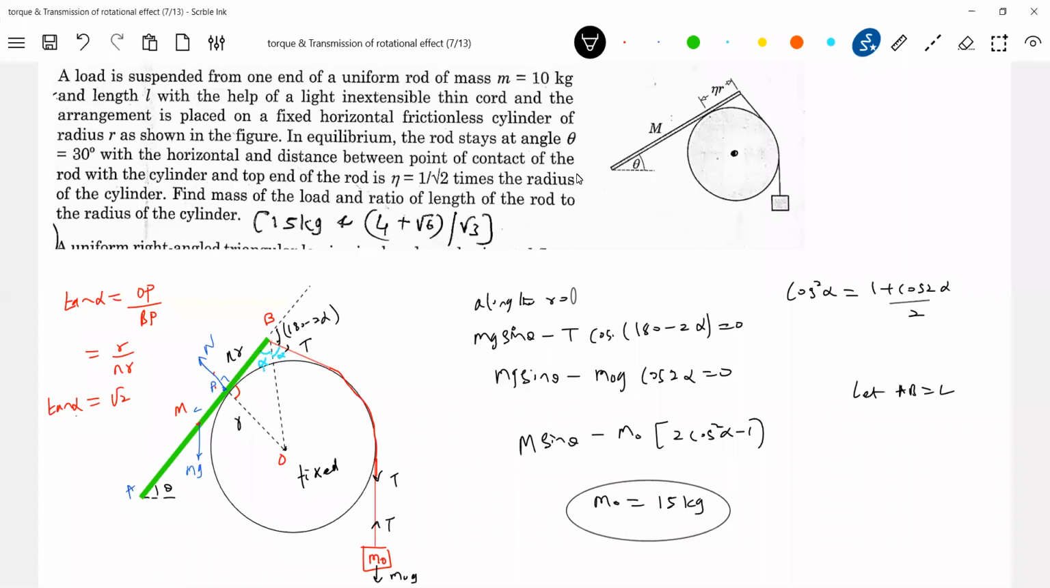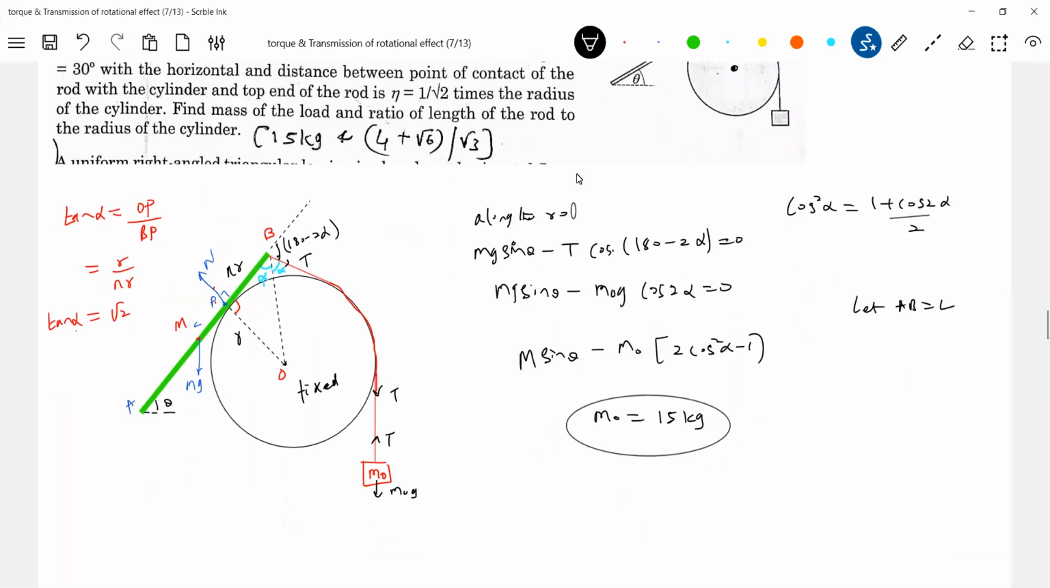Net torque about any point should be 0. Again, I don't know the normal contact. Shall we directly take it about normal contact? Yes, you can do it. Or the net force on the cylinder along x-axis must be 0. So now resolve the tension on the rod, you go for it. Net force along x-axis must be 0. Component of tension should balance component of normal reaction. Tx minus nx equals 0.